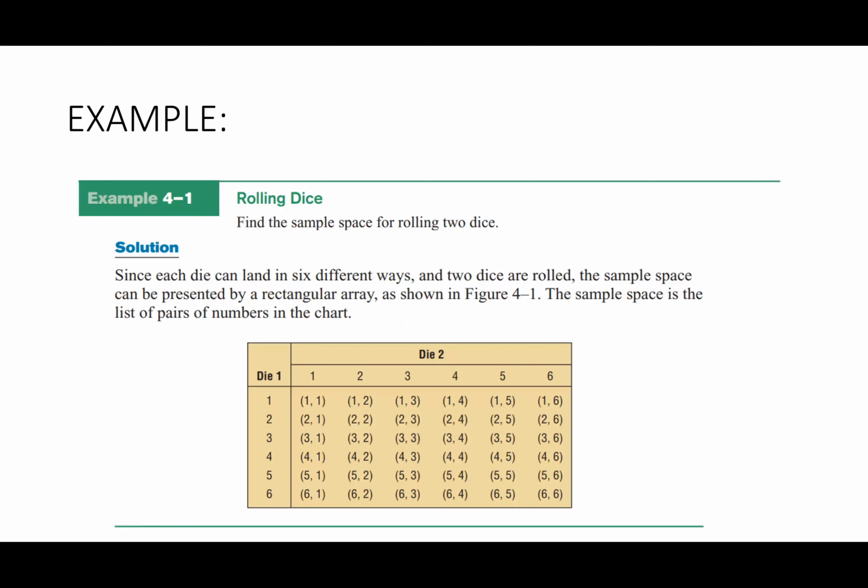Example, rolling two dice. Since each die can land in 6 different ways and two dice are rolled, we can have combinations like die 1, die 2: 1-1, 1-2, 1-3, 1-4, 1-5, 1-6, and so forth.